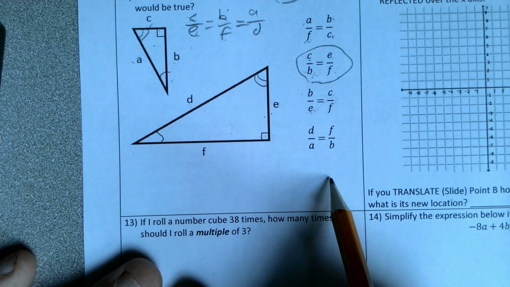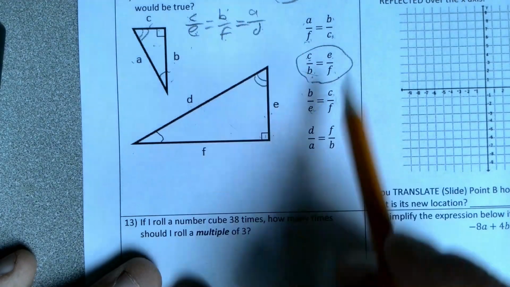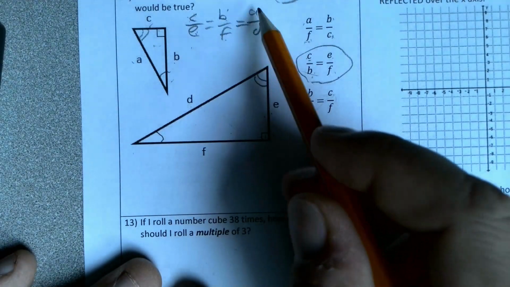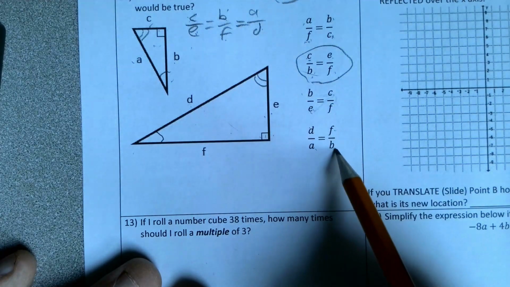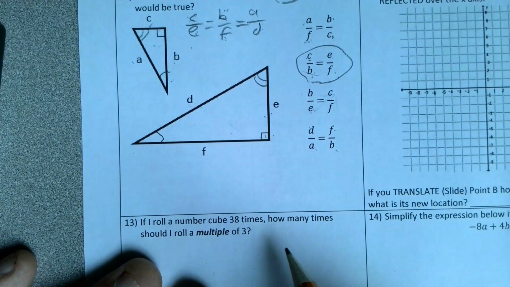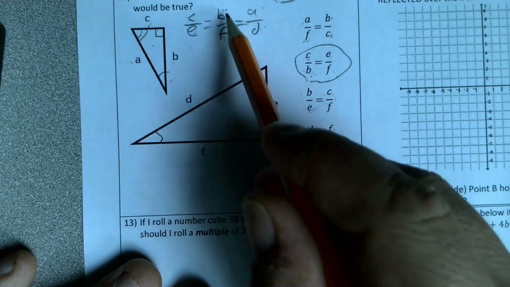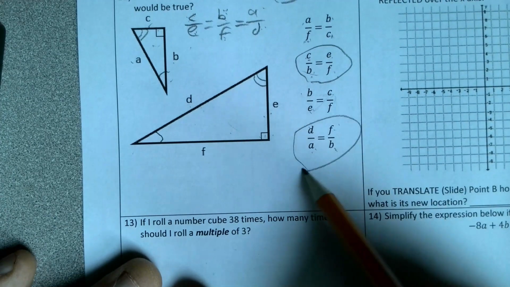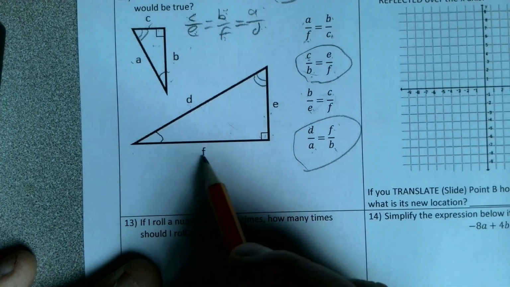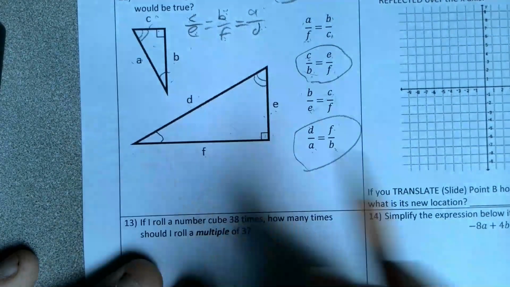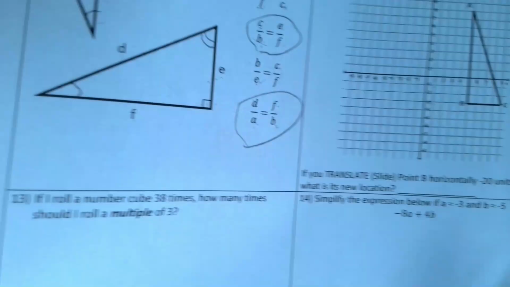Okay, let's look at this bottom one. So we've got D to A. Hey, we've got D underneath A, and then F to B, we've got F underneath B. So I'm going to go top, bottom, bottom up, top, bottom, bottom up. So it's going to be that one. Eventually these will be numbers in here, and we'll be solving for missing sides.